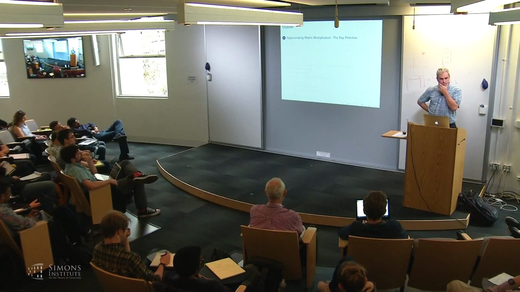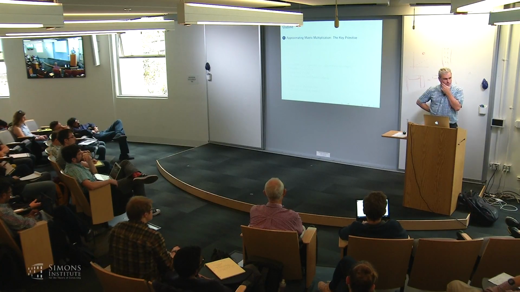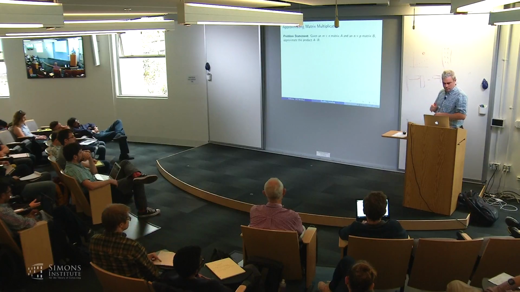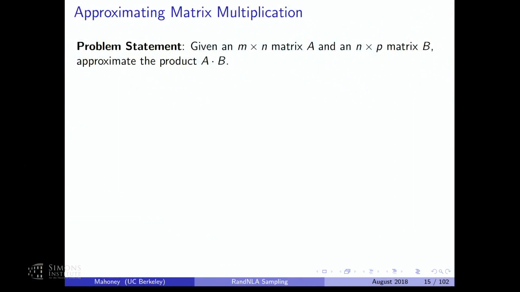So, a sort of primitive in all of these things, and you saw one example of it with the subspace embedding, is matrix multiplication, right? So what could be simpler than this? Given an n by n matrix A and an n by p matrix B, approximate the product.